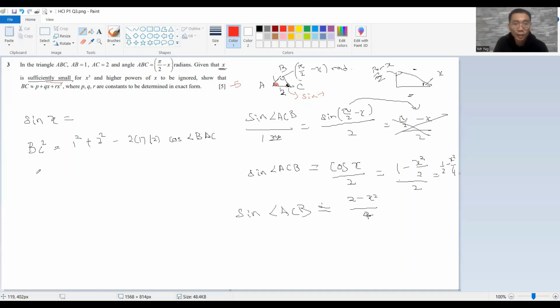So this one, how should I do it? I should have realized that if I have one side and two sides, what I want to find is this side.